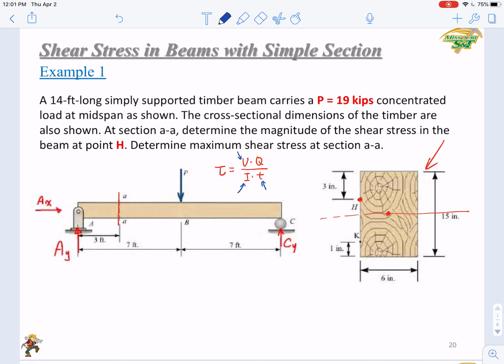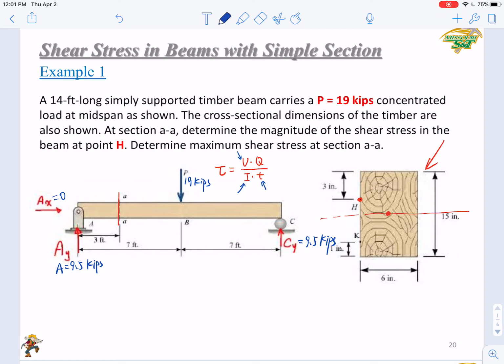Well, to do this, we need to do a free body diagram, determine the reaction forces, and draw the V diagram. We just simplify that. We have a concentrated P here equal to 19 kips, and reaction forces as shown here, AX, AY, and CY. But AX equals 0, obviously. So you will have just AY and CY. You can simply determine that AY equals CY equals half P. AY equals 9.5 kips, and CY equals 9.5 kips.